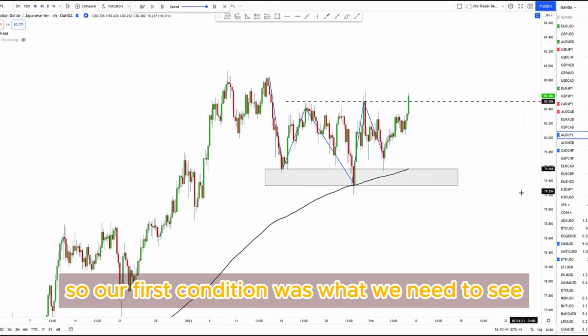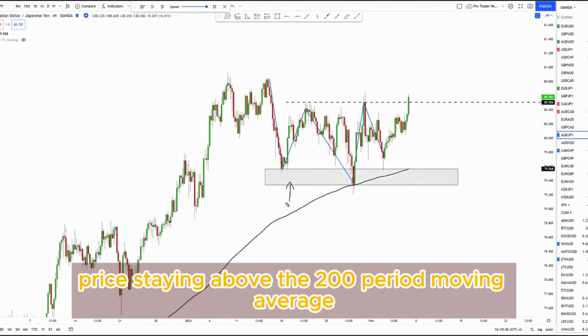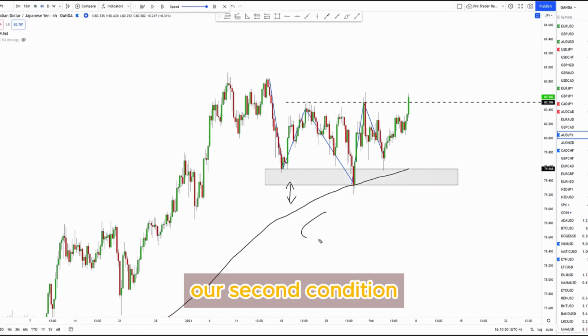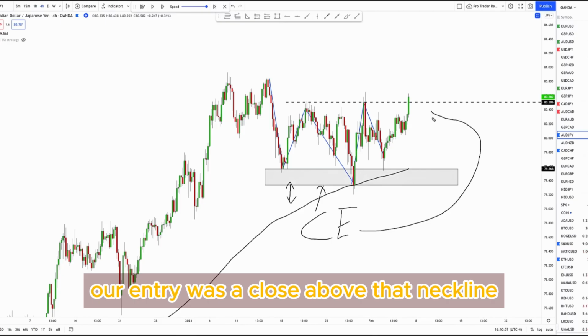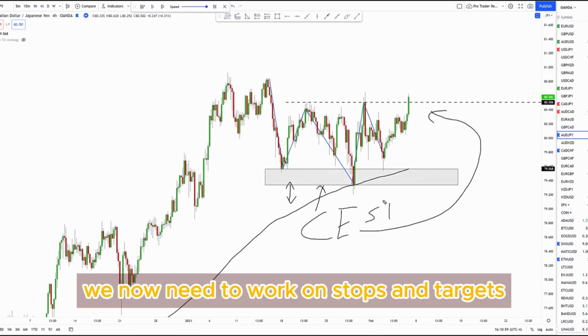So our first condition was what? We need to see price staying above the 200 period moving average. Our second condition was just the conditions for the head and shoulders pattern itself. Our entry was a close above that neckline. We now need to work on stops and targets.